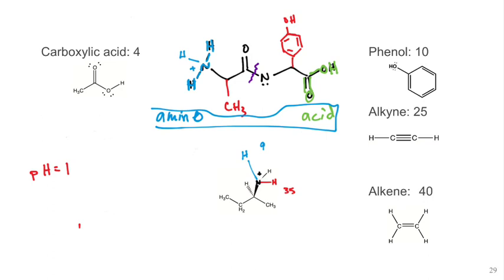How about here? That was the carboxylic acid, pKa 4. Already acidic, already has its proton. Why is this important to me? At a pH of 1, this molecule is positively charged. Can I take advantage of positives and negatives?